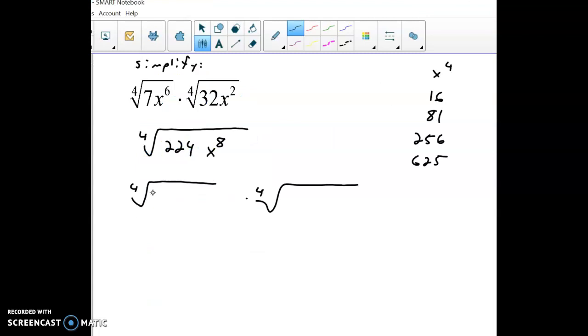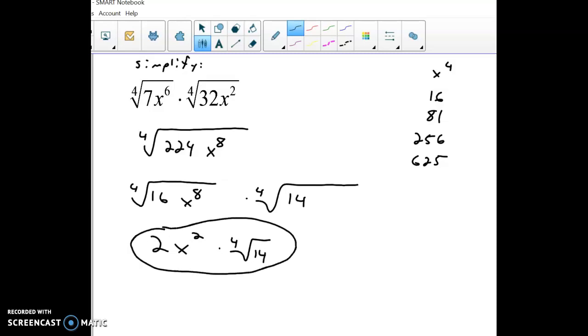So I'm going to put 16 in my perfect fourth power and 14 in the back. And then x to the 8th is already divisible by 4, so I'm not going to split it, actually. I'm just going to leave it there. And now I just clean up. So my fourth root of 16 is 2. And then this divides out now, so it's x squared. And we have a leftover fourth root of 14. And that's it. That's cleaned up.